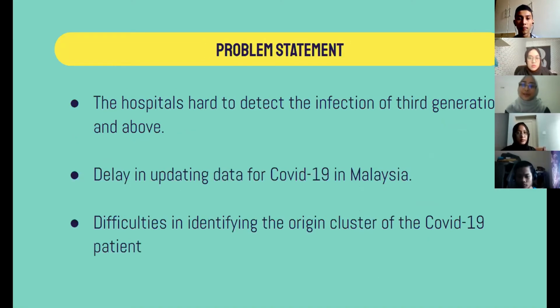Next, I will proceed to the problem statement of our program. The first problem is that hospitals find it hard to detect infections of the third generation and above. This is because third generation and above patients usually occur to someone who is not the original patient's acquaintance. For example, the patient infected their family, their family infected their neighbors, and the neighbors infected their friends, and the cycle goes on and on, making it harder to track possible affected COVID-19 patients.